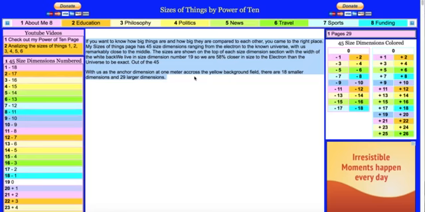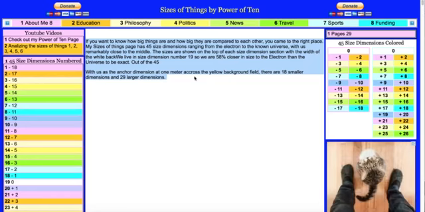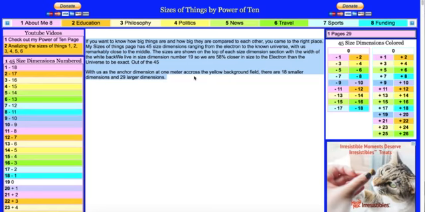If you want to know how big things are and how big they are compared to each other, you came to the right place. My sizes of things page has 45 size dimensions ranging from the electron to the known universe, with us remarkably close to the middle. The sizes are shown on the top of each size dimension section with the width of the white back. We live in size dimension number 19, so we are 58% closer in size to the electron than the universe, to be exact. Out of the 45.